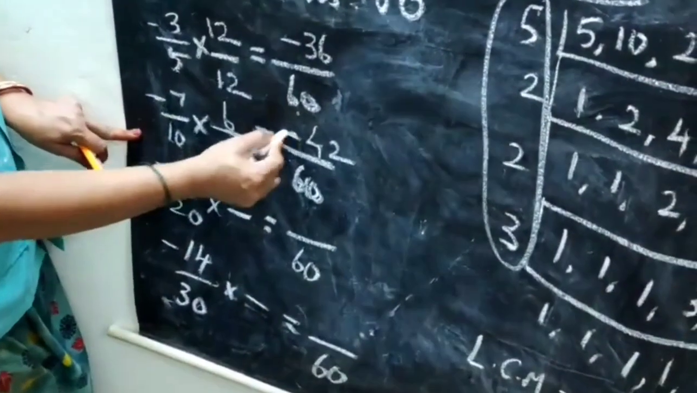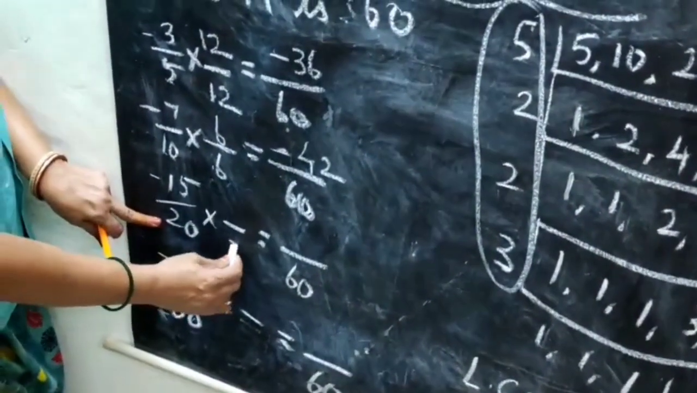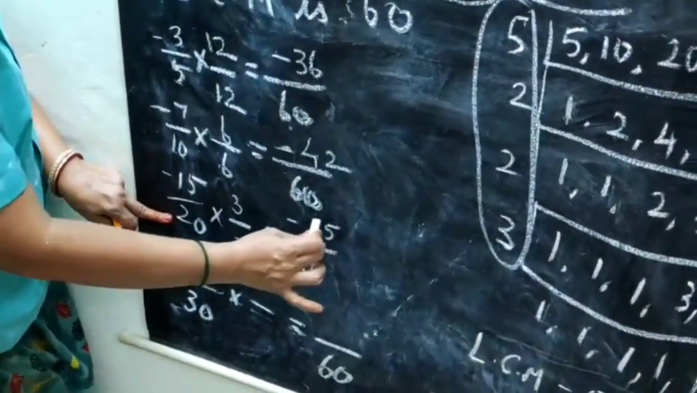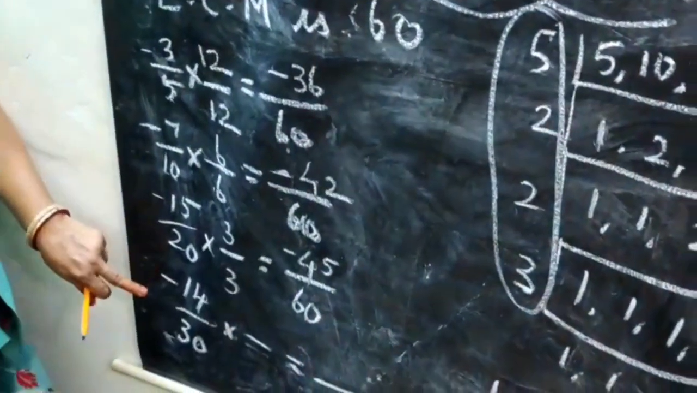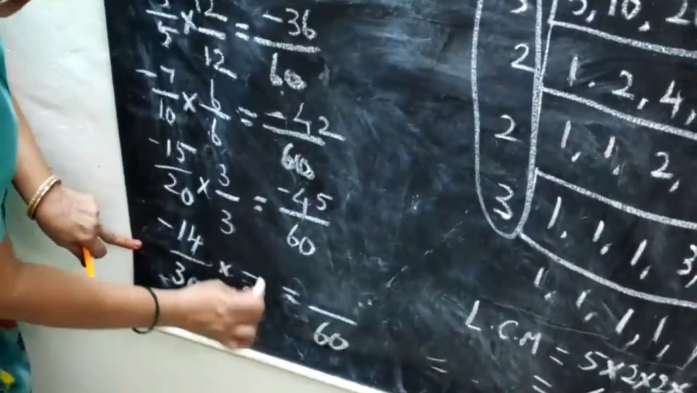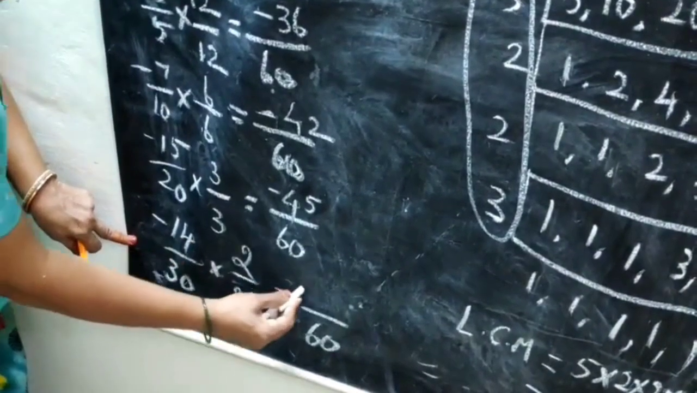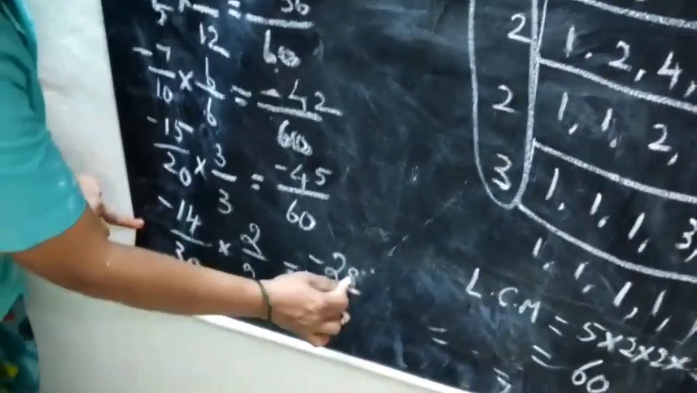Minus symbol. Next, 20 multiplied by which number? 3. 15 3s are 45. Minus 45 by 60. 30: 2 30s are 60. Here also write 2. So 2 30s are 60. 14 2s are 28. Minus 28 by 60.